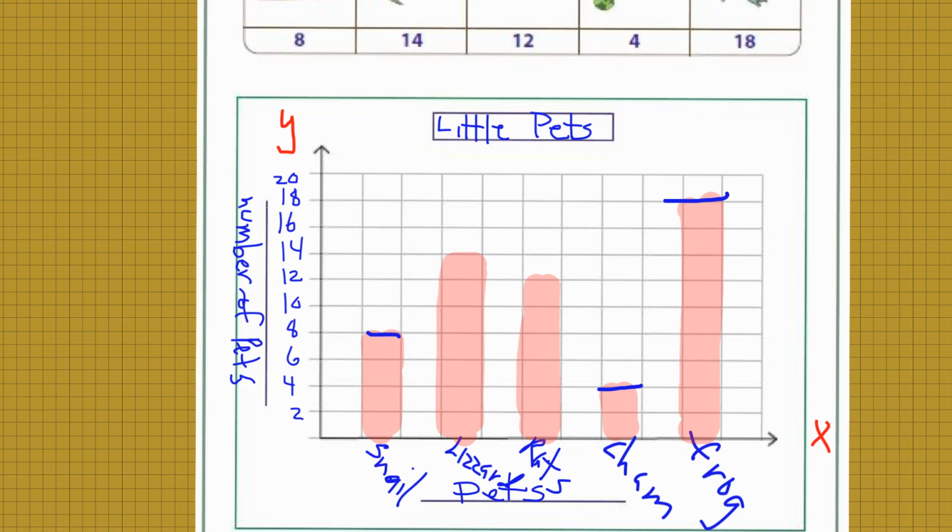One thing we like to do when you're making a graph is to put the number above like that. The rats is 12. Sometimes that can be really handy. 14 and 8. All right? And then from there, you just start answering your questions, guys.